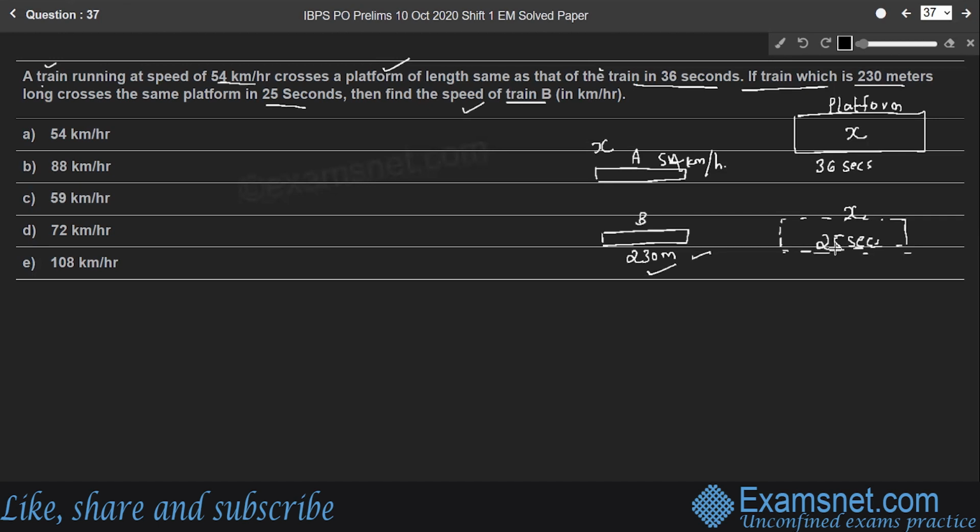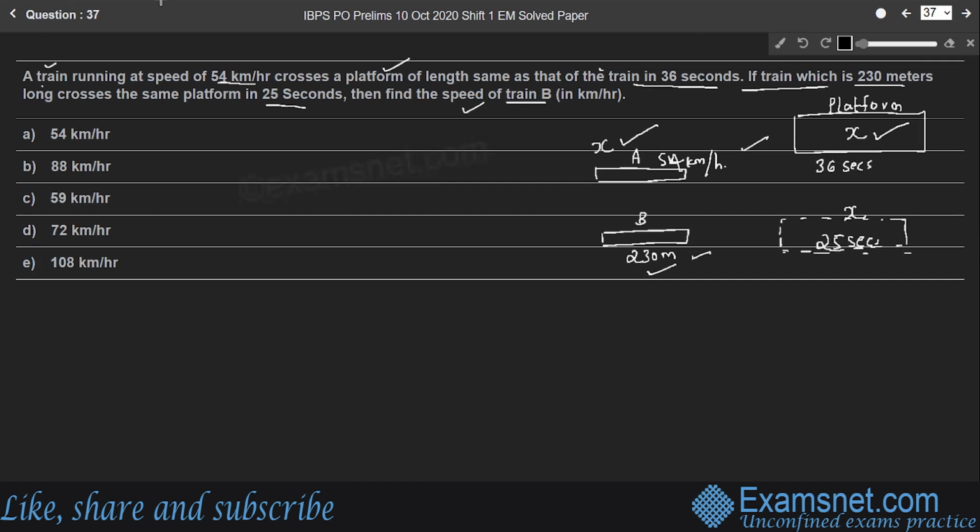For that, we need the value of x, that is the length of the platform. If you get the length of train A, then automatically this is equal to the length of the platform, right? Because both are same. Therefore, first let us find the length of train A using the given data. So what all data is given here? Let us start one by one.